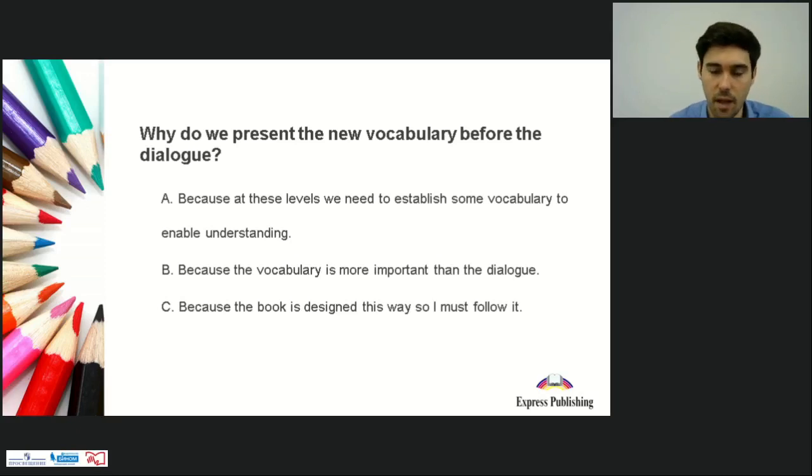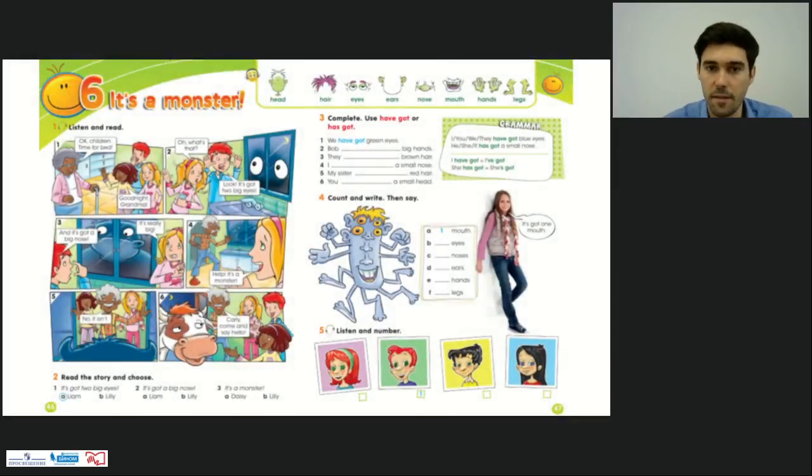We can see here, this is a lesson taken from Smiles. At the very top of the page, we can see our target vocabulary is introduced first. So we have here the different parts of the body: head, hair, eyes, nose, mouth, and so on. And then some of the same vocabulary is recycled and repeated through the dialogue. So by introducing the vocabulary first, we establish this understanding, and then students can follow the dialogue with a greater level of understanding of the vocabulary and can see it used in context in a story that can motivate and engage them.